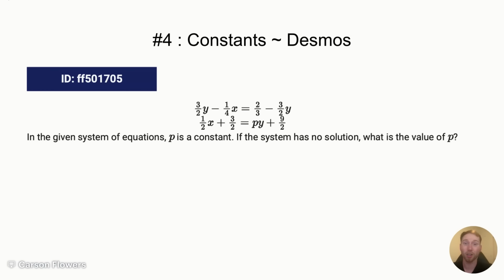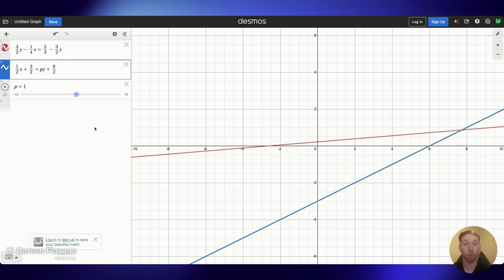Number 4, I think you're going to see a tough constants problem that you're going to have to solve with Desmos. Here's how to solve it. First, you're going to want to plug in the equations into Desmos and make sure you hit P to add it as a slider. Next, this question is asking us when do these have no solutions? That means they're not intersecting. Two parallel lines have no solution. So that's what we want to do.